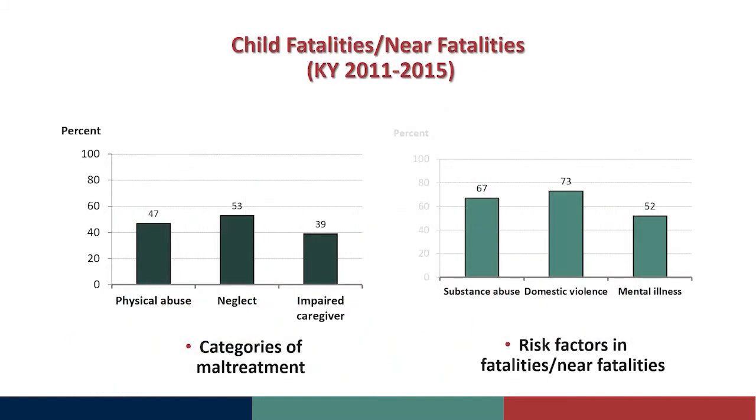When we look at the data from the child fatalities and near fatalities external review panel, we notice too that maltreatment occurs in close to 50% of these cases reviewed, from physical abuse, neglect, or impaired caregiver. And if we look at the risk factors in these fatalities and near fatalities, in over 50%, substance abuse, domestic violence, and mental illness are the risk factors. Now, where do we see these factors? We see these factors in families affected by substance use.